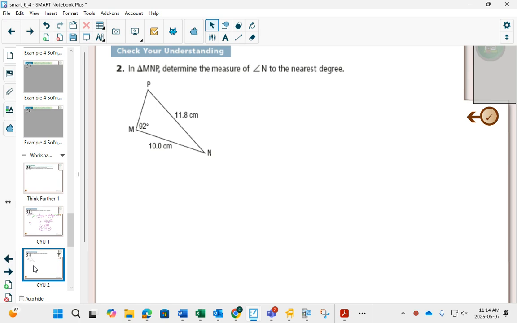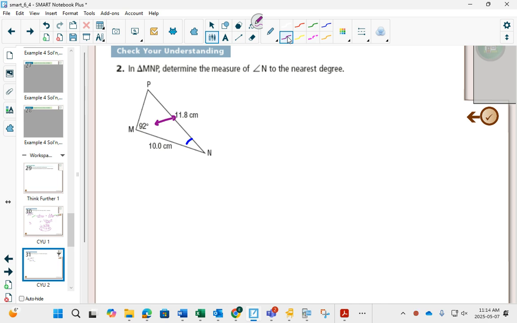In triangle MNP, we want to find angle N. So this is what I'm going to mark right here. This is what I want to find. I don't have a 90-degree angle, so I can't use SOHCAHTOA. I notice that I do have an angle and an opposite side, so I can use the sine law.